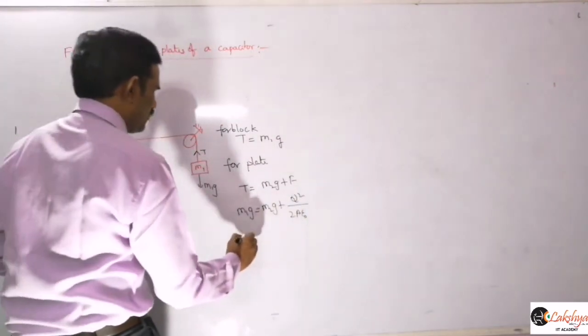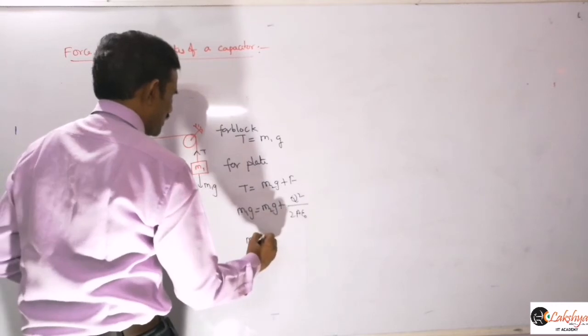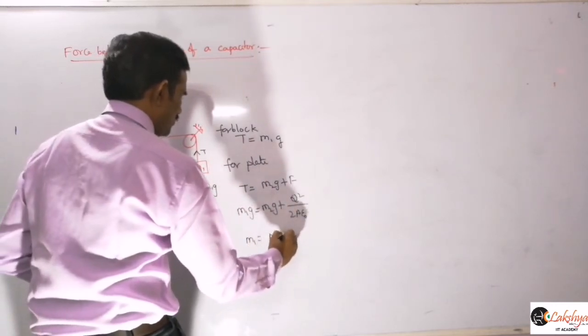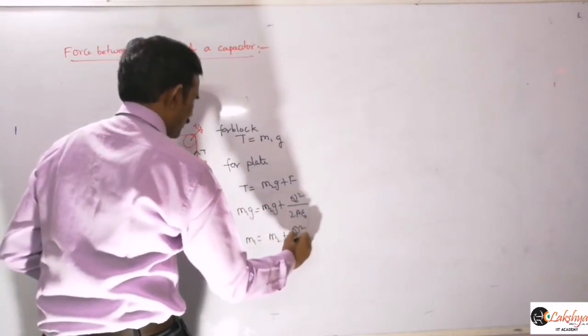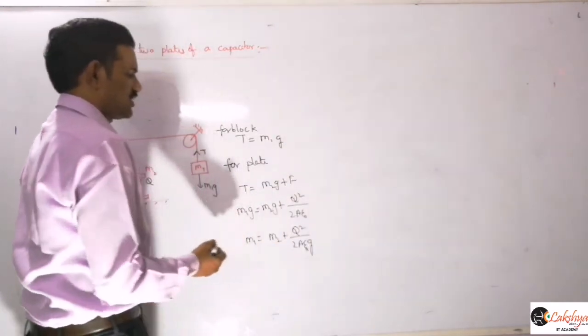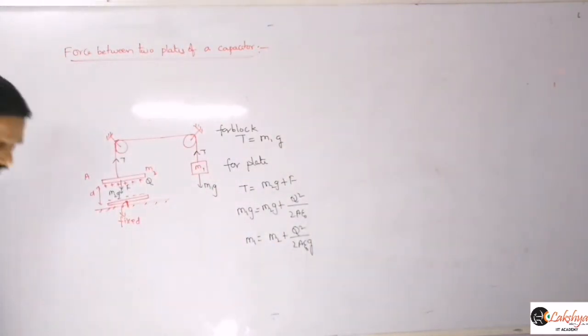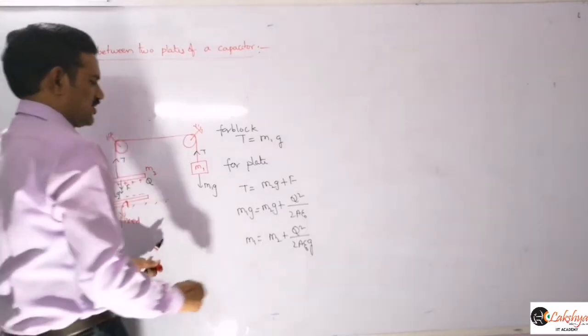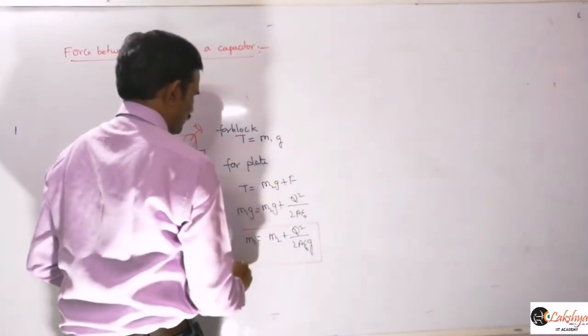And therefore this M1, they are asking here, the mass of this plate. So M2 plus Q square by 2A epsilon naught into G, you can write. So that is the expression for the mass of the block required to keep the system in equilibrium.